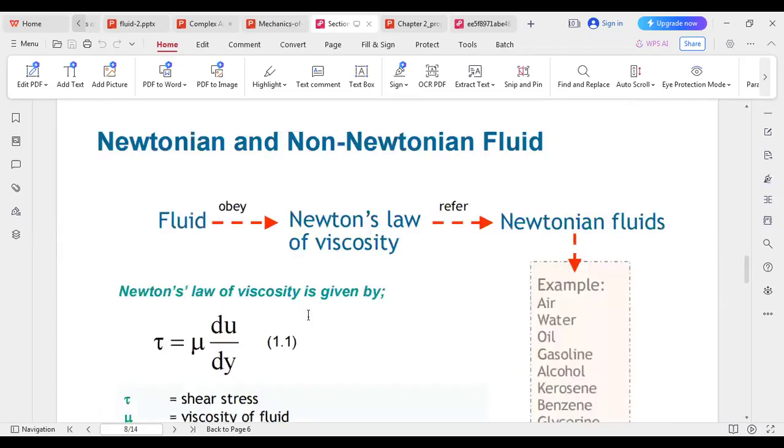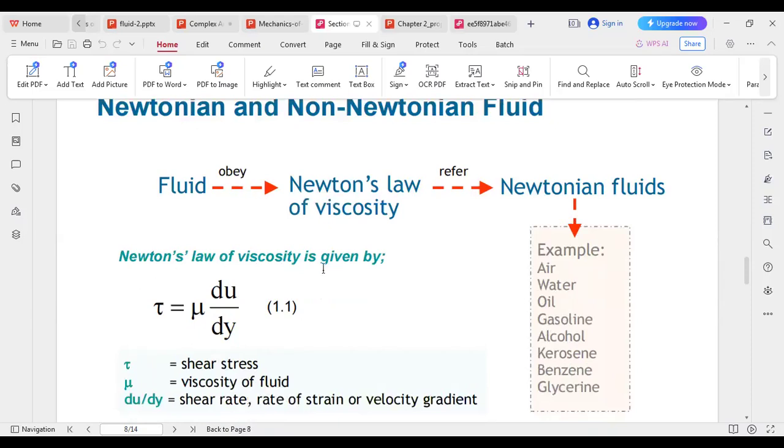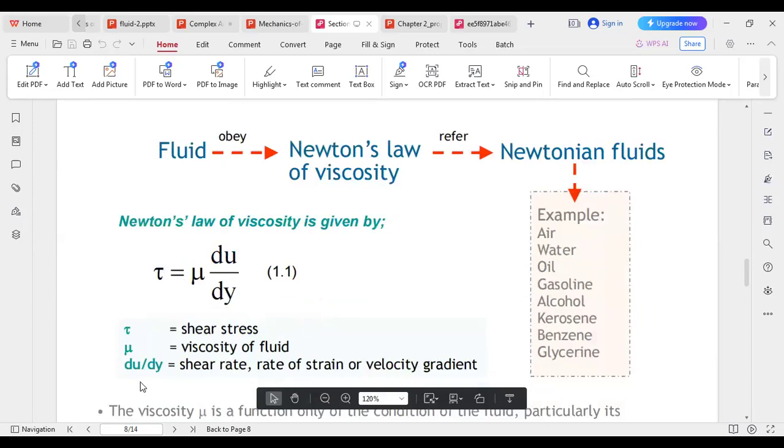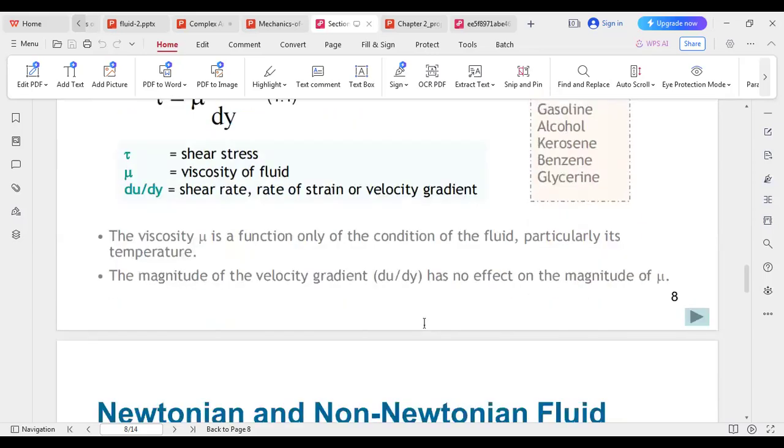On the other hand, there are two types of fluid: one is Newtonian fluid and another is non-Newtonian fluid. If the fluid obeys Newton's law of viscosity, it's called a Newtonian fluid. Newton's law of viscosity is given by tau equals mu du by dy, where tau is the shearing stress, mu is the viscosity of the fluid, and du by dy is the rate of shearing. For example, air, water, oil, gasoline, alcohol, kerosene, benzene, glycerin, etc.